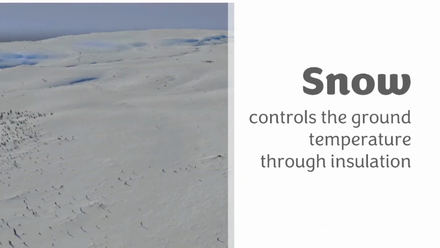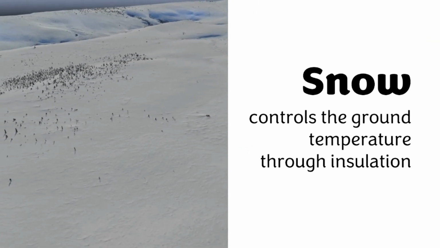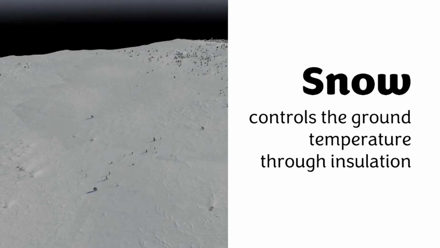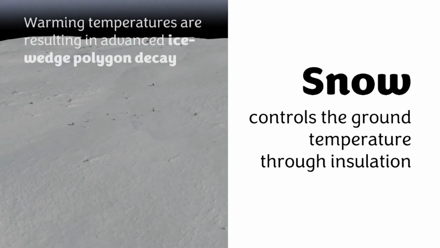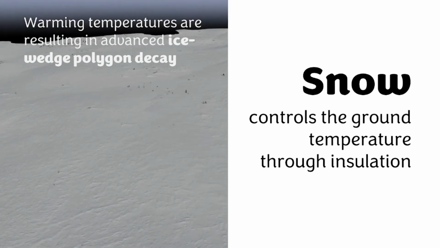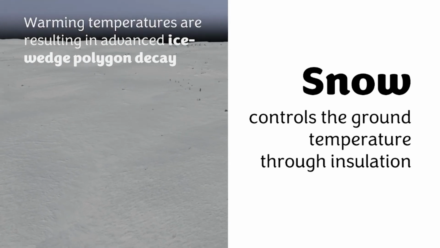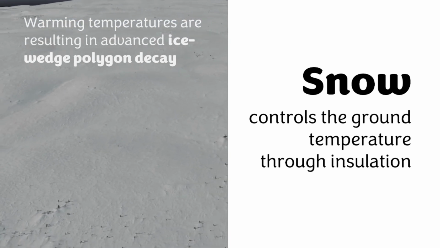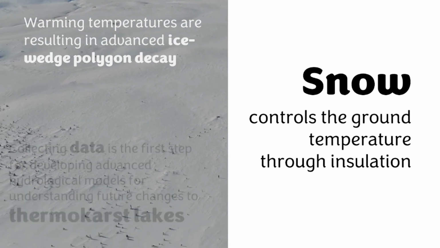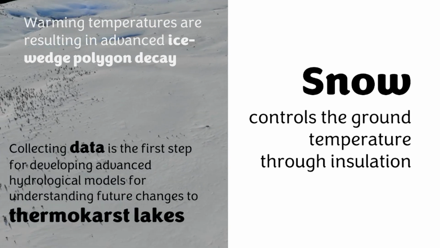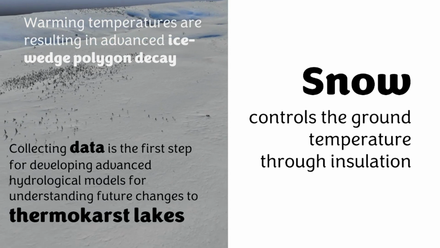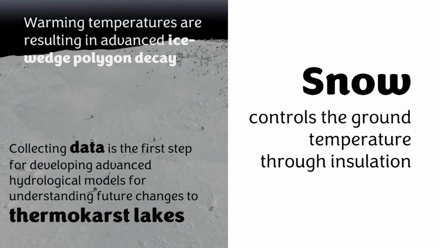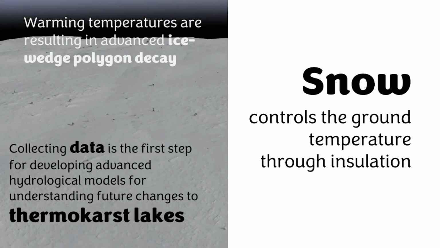So as I mentioned, snow is one of the main controls on the ground temperature, and this is effectively because snow is such a great insulator. As we increase temperatures across the Arctic, we have observed ice wedge polygon decay, and the increased amount of snow that might be trapped in these areas can effectively speed that process along. And so this is just a first step. We instrumented an ice wedge polygon field this summer to look at the ground thermal conditions. So collecting data is the first step for developing advanced hydrological models and understanding future changes to thermal karst lakes. And so we need to understand how the snow and the ground temperature might be influencing draining thermal karst lakes in the area.